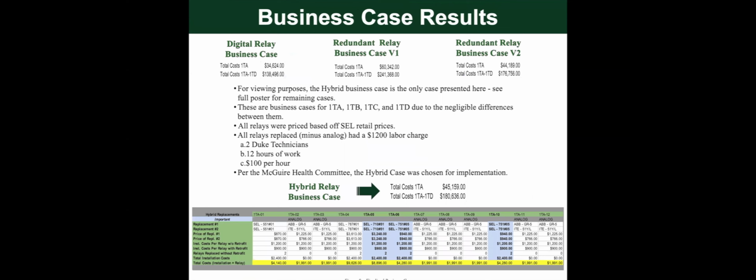Due to viewing purposes, the hybrid business case is the only case presented here, as the rest of them are located on the actual poster itself. All relays were priced based off of SEL retail prices with 2 Duke technicians undergoing 12 hours of labor at approximately $100 per hour. Per the McGuire Health Committee, the hybrid case was chosen for implementation. As you can see in figure 8, the total for the hybrid case was approximately 180 grand.